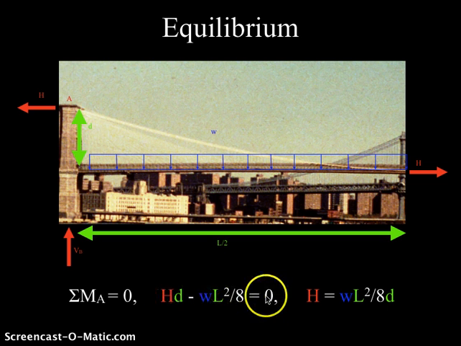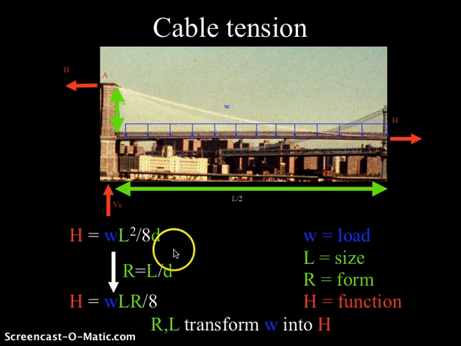If this is our equilibrium equation, we can solve for H, the cable tension, and find that the cable tension is WL squared over 8D. And this is really the key equation for understanding suspension bridge statics, and we'll talk about this more right now. So, as I said, our key equation is H equals WL squared over 8D. And I'm going to define this new quantity R as the ratio of L over D. That's the ratio of the span length of the bridge to the cable sag.